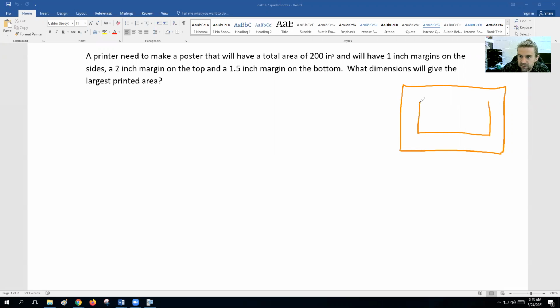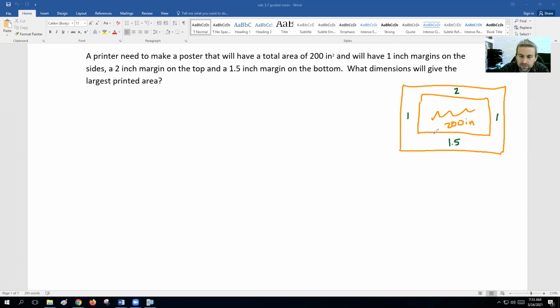The poster goes in the middle here, and there has to be 200 square inches. What we also know is that there is a 1-inch margin on each side, a 2-inch margin on the top and a 1.5-inch margin on the bottom. What dimensions will give the largest printed area?